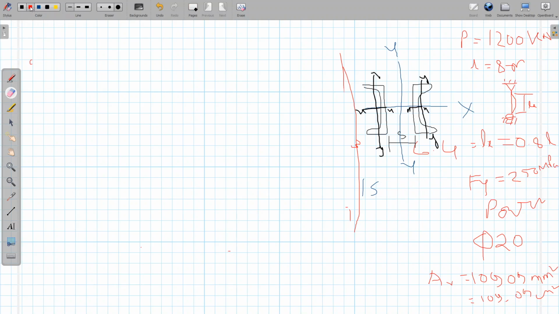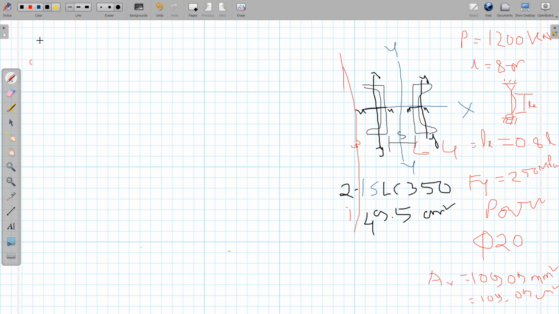Now let us try with a section of ISLC 350. ISLC 350, its cross sectional area given in the steel table is 49.5 cm square. We will check that. So again I am using two numbers of ISLC 350. Cross area is 49.5.